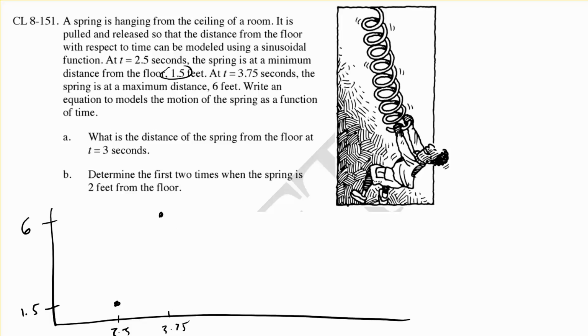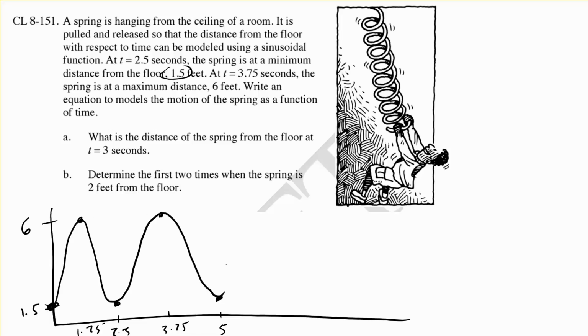So using symmetry, 1.25 later, we're going to be at another low. And using symmetry, our period looks like it's 2.5. So we'll actually be at a low here too, won't we? It means we'll be at a high at 1.25.